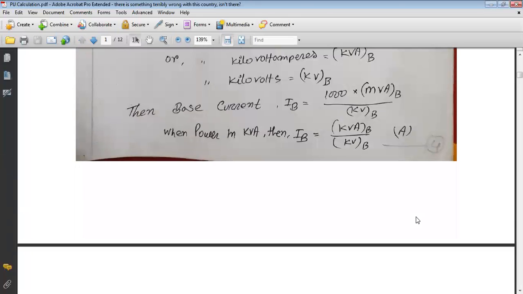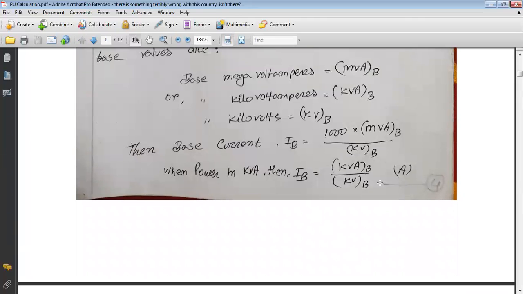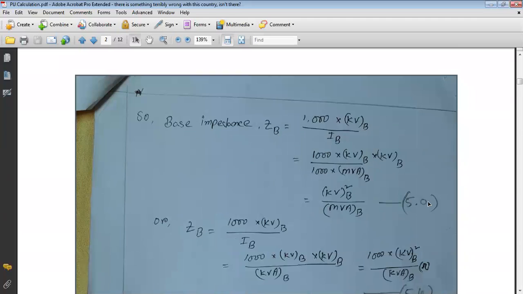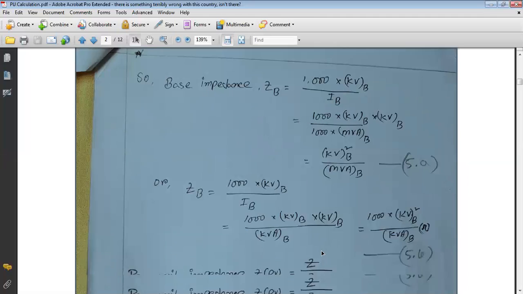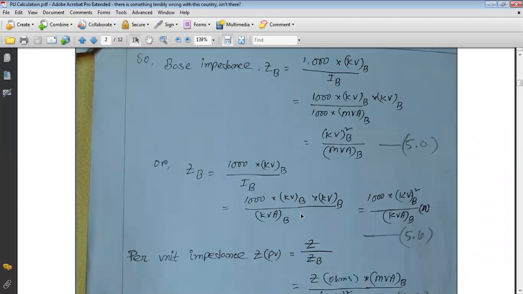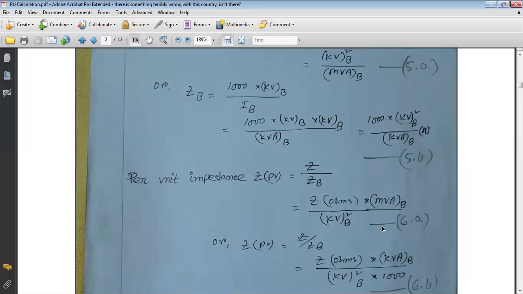So if we just see, that is the 1000 megavolt ampere divided by kilovolt ampere. So if the power is in megavolt ampere, this is the formation of the equation. If there is an impedance and the base impedance equation, if the power is in megavolt ampere and voltage is in kilovolt, then the final formation is kilovolt square divided by megavolt ampere. And if the base impedance equation, if the voltage is in kilovolt but power is in kilovolt ampere, then that should be 1000 into kilovolt square divided by kilovolt ampere.